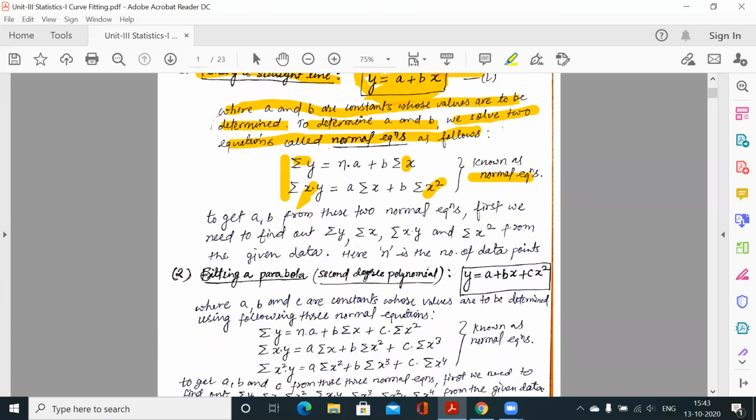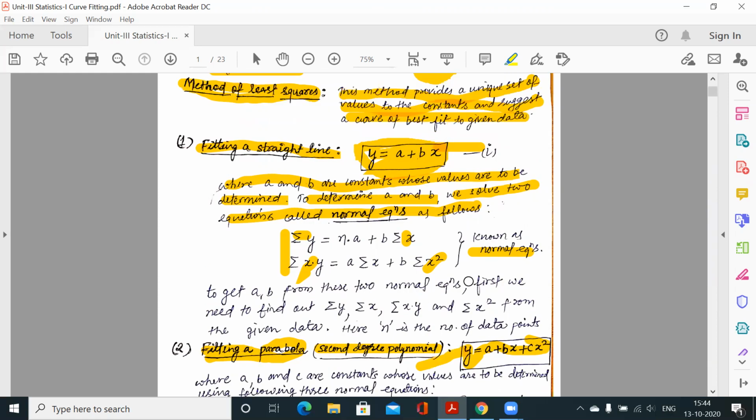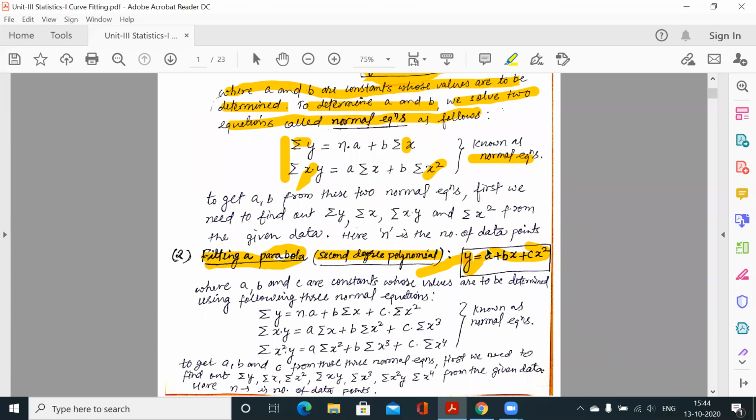Now second, if the question is to fit a parabola or second degree polynomial to the given set, then what do we have to do? This is our equation: y is equal to a plus bx plus cx square. This is a second degree polynomial because the maximum power of x is 2, so we can say it is a parabola. This is the parabola you have to fit to the given set. In the first case, you fit a straight line, the equation of which is y is equal to a plus bx. And this is the second degree polynomial, y is equal to a plus bx plus cx square, where we have to find the a, b and c values.